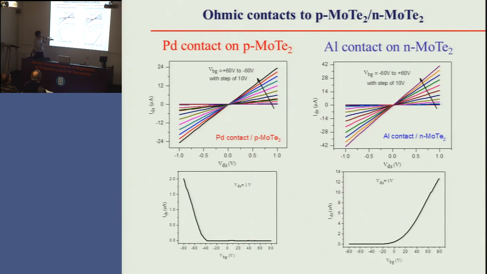Here shows the evidence for the ohmic contacts. The palladium contact to P-type MoTe2 shows straight lines. It's almost ohmic. And the aluminum contact to N-type MoTe2 shows a straight line, which shows ohmic contacts. If I switch the materials, the IV curve becomes nonlinear. So I can prove my strategy is okay. I can make ohmic contacts to two-dimensional materials.